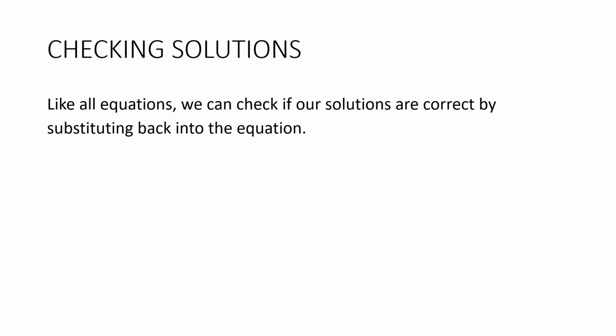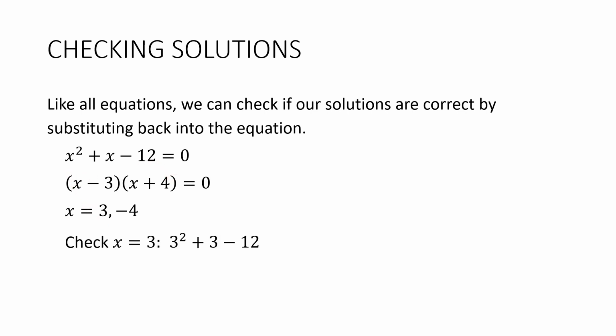Now, like all equations, we can check if our solutions are correct by substituting back into the equation. So if we've got a question like this and we solve it in a test and we get x is equal to 3 and negative 4, we can do a quick check. Substitute our 3 back into here and see if we get 0. 3 squared plus 3 minus 12, well, that's 9 plus 3, take 12. Yes, that is equal to 0. It's correct.